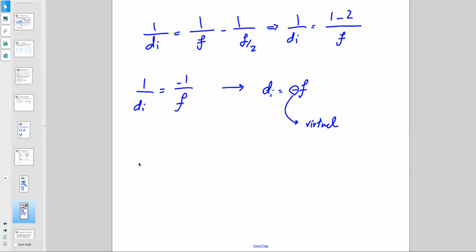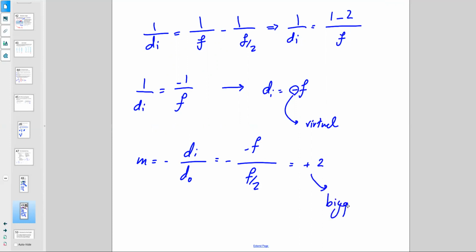And the m is negative di over do. So negative f over f over 2. Di is negative, by the way. So it means positive 2. It means it's bigger and it's upright.